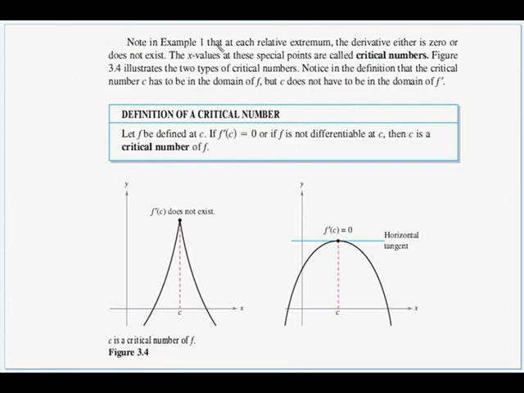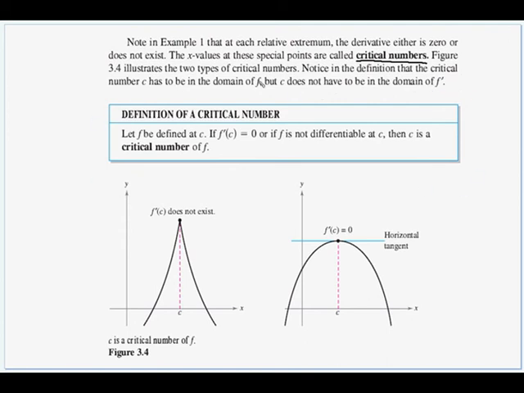Okay, note in example 1 that at each relative extremum, the derivative is either 0 or it does not exist. The x values at these special points are called critical numbers. Critical numbers are just the x values of these extrema. Figure 3.4 illustrates two types of critical numbers. Notice the definition that the critical number c has to be in the domain of the function, but c does not have to be in the domain of the derivative.